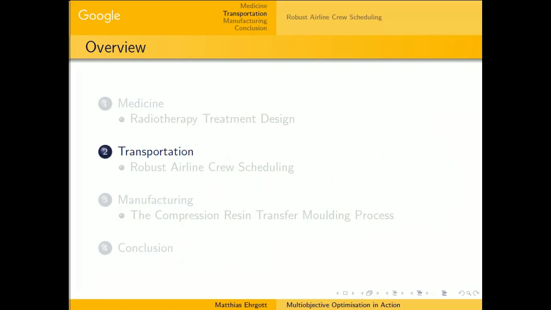Completely different subject now. I'll talk about transportation. Are there any questions on the medical application, by the way? It's best to ask now. Okay. So, transport.